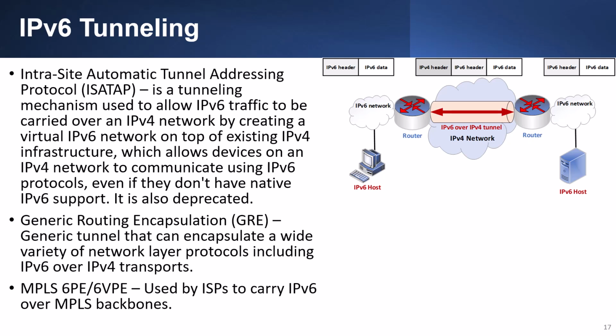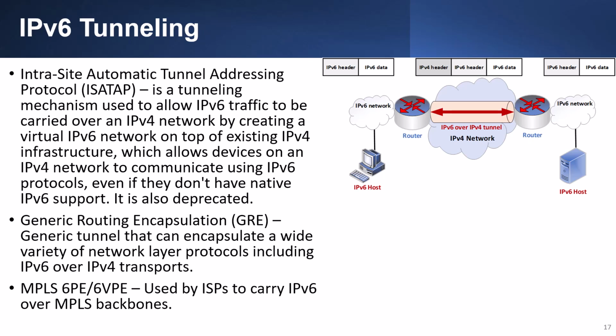Intra-site Automatic Tunnel Addressing Protocol, or ISATAP, is a tunneling mechanism used to allow IPv6 traffic to be carried over an IPv4 network by creating a virtual IPv6 network on top of an existing IPv4 infrastructure, which allows devices on an IPv4 network to communicate using IPv6 protocols, even though they don't have native IPv6 support. It is also deprecated.